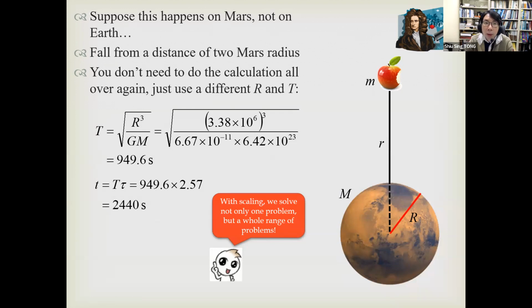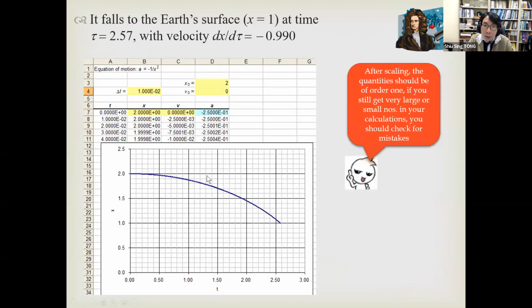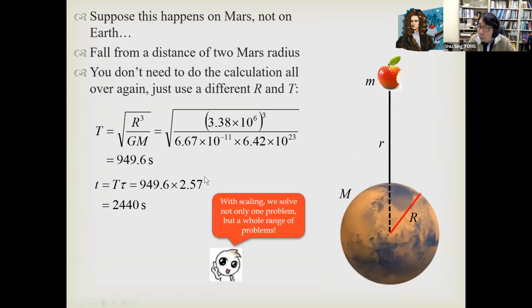Now, suppose we are doing this problem not on the Earth, but on Mars. Suppose now the apple is raised to a distance which is twice the Mars radius from the center of Mars. So how do we do the calculation? Do we need to do it again? No, because we already have done the calculation in a dimensionless form. The only difference between the problem that we just calculated for the Earth and for Mars is the time scale and the length scale.